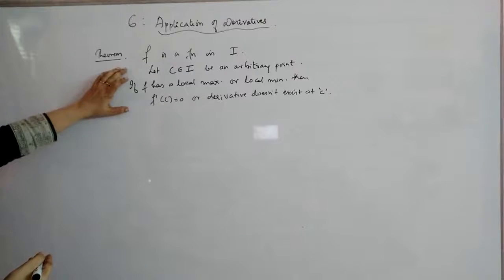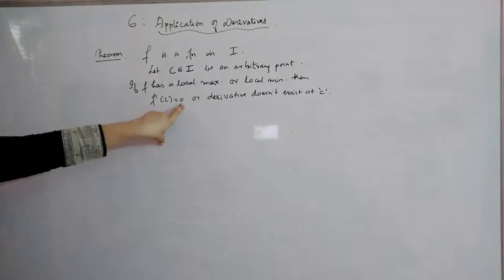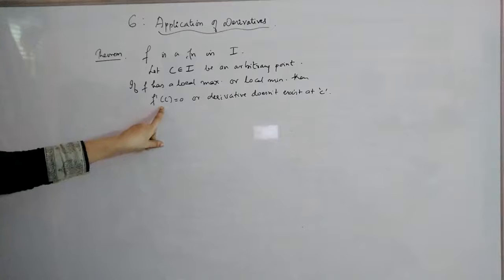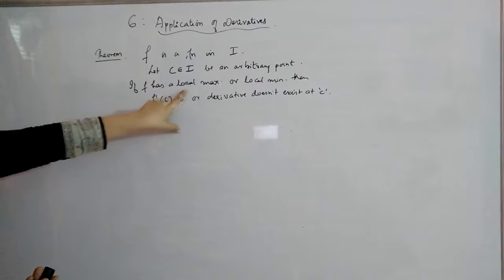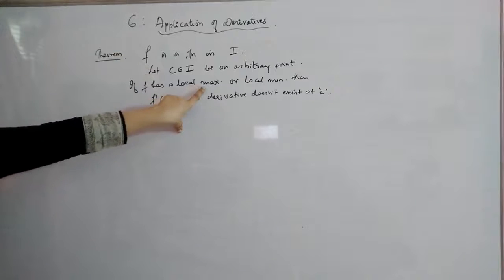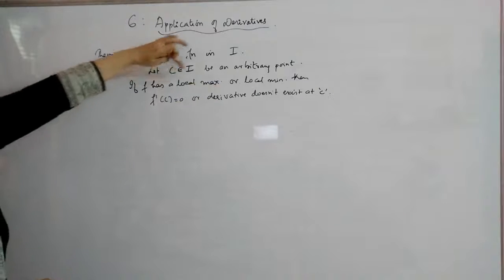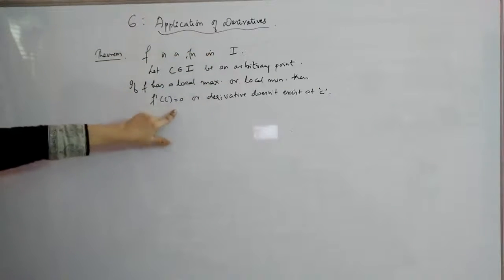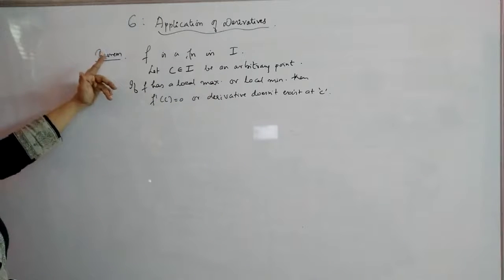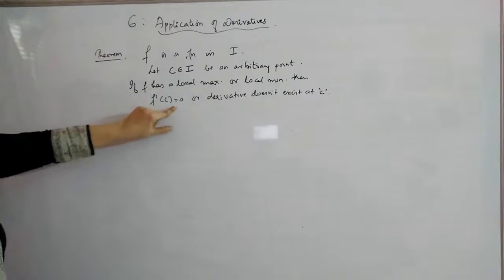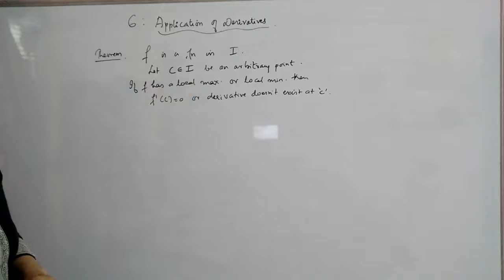Now the converse of this statement: if you have a point C in I such that f dashed of C is equal to 0, then it is not necessary that the point is giving you a local maxima or local minima. Understood? If you have a local maxima or minima, f dashed of C will be either 0 or the derivative does not exist at that point. But the converse of the theorem need not be true. That means if you have f dashed of C as 0, then you cannot say the point will give you a local maxima or local minima.